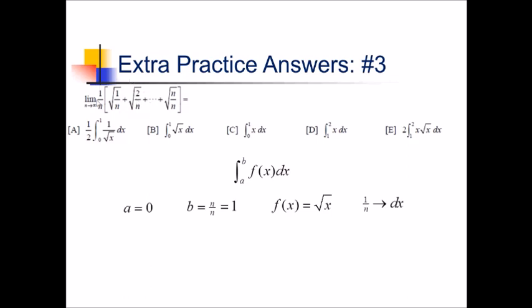You're just adding this delta x, this 1 over n each time. So putting it all together, we've got the integral from 0 to 1 of square root of x dx, which is going to give us choice B.